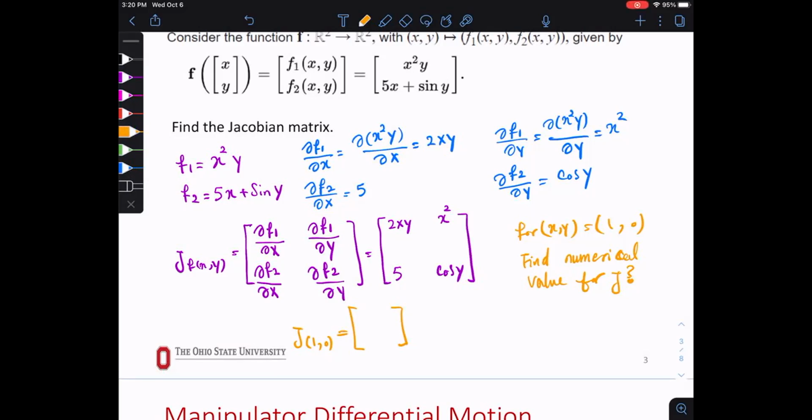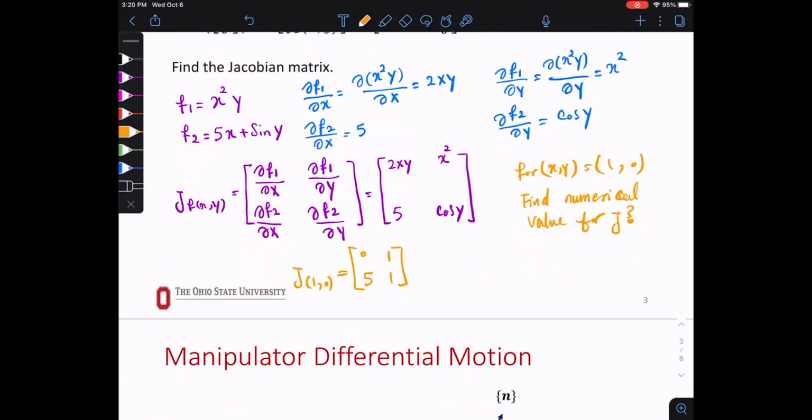All right, so we found a numerical value. What's the value? Someone? 0, 1, 5, 1. So what does this mean now? How can we use it? So 0, 1, 5, 0, right? Oh, 5, 1. Cosine of 0 is 1.